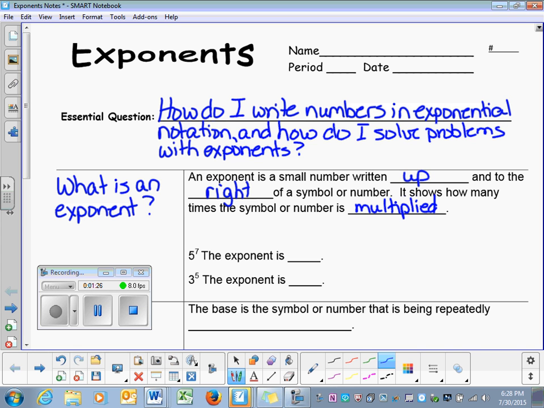So this is read 5 to the 7th power. The exponent is the 7. What it means is 5 times 5 times 5 times 5 times 5, 1, 2, 3, 4, 5, 6, 7 times 5. Okay. 3 to the 5th power, the exponent is 5. This means 3 times 3 times 3 times 3 times 3.